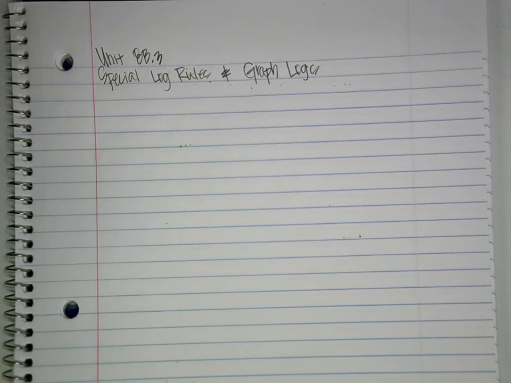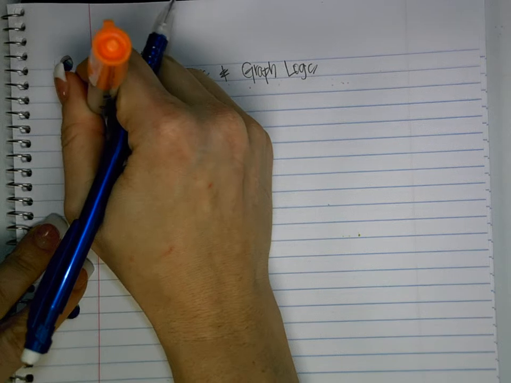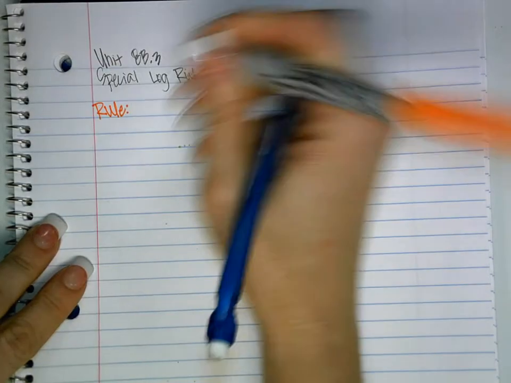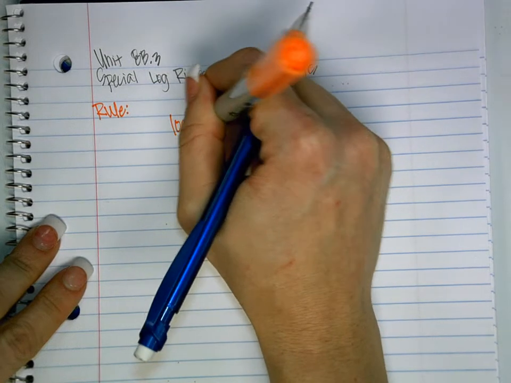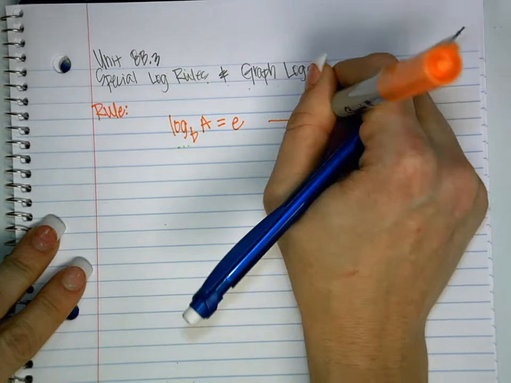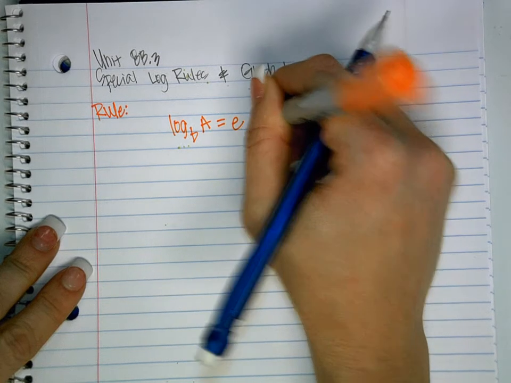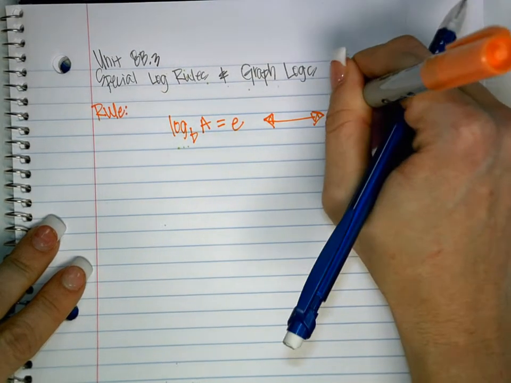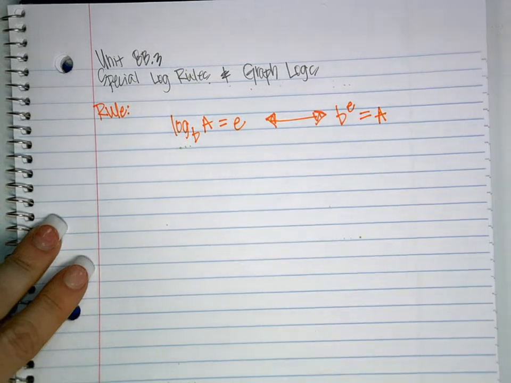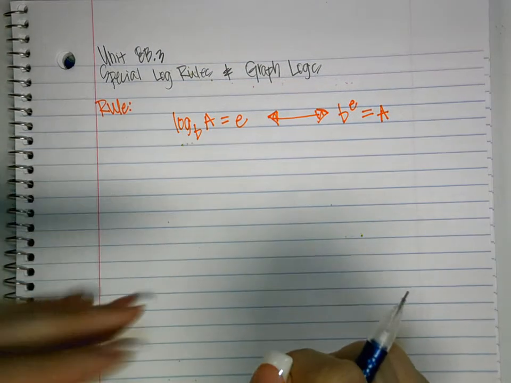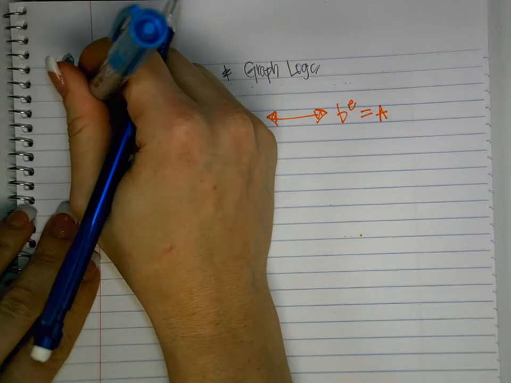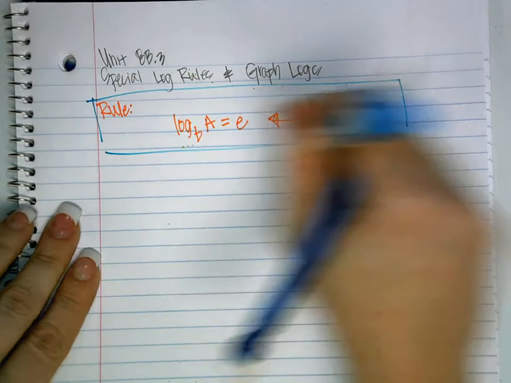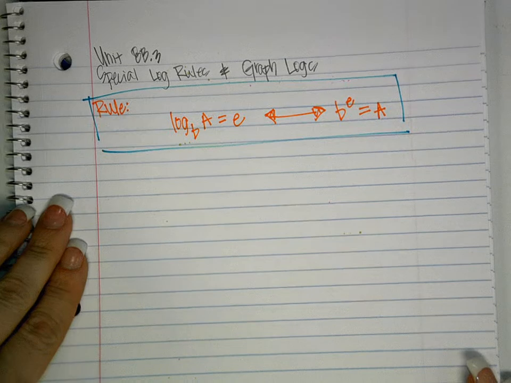The first rule that we gave you was a couple days ago. The first rule was if you have log base b of a equals e, that can be converted or written in exponential form as b to the e equals a. So that was our first rule, and hopefully we all remember that one. That one is just to move between exponential form and log form.